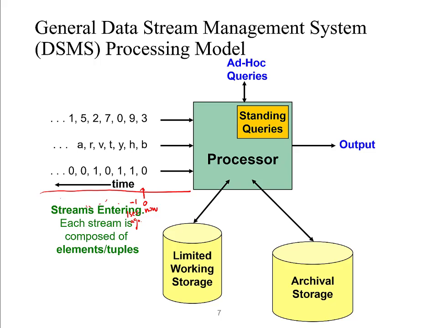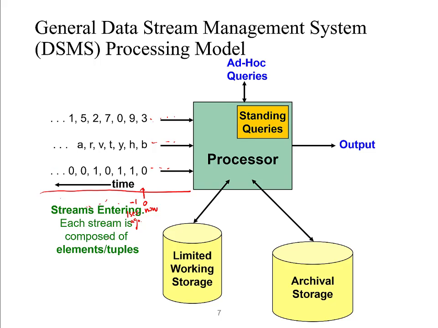So all you have is previous data, but there are data coming every second. So you would expect data comes later, or say just seconds after. All right, and all these streams entering, each stream is composed of elements or tuples. We have introduced the concepts of tuples before.